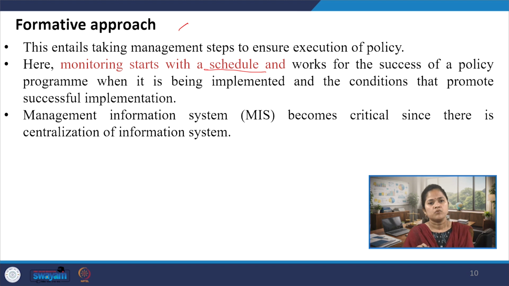However, the necessary thing, the urgent work that is to be done, is scheduling of activities. When you say scheduling of activities, it requires a lot of information that needs to be collected and also stored. That means a management information system is required in this formative approach.